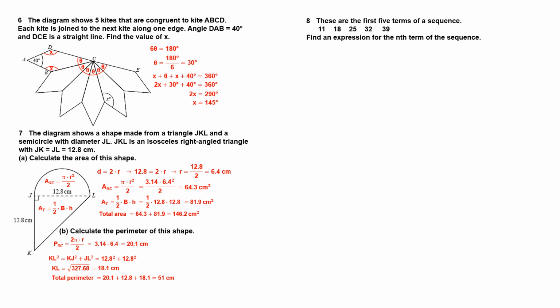18 minus 11 equals 7. 25 minus 18 equals 7. 32 minus 25 equals 7. Therefore, the common difference is 7. Since the sequence has a common difference, it qualifies as an arithmetic sequence. The first term is 11, and the common difference is 7. Substitute these values into the formula and then simplify it.